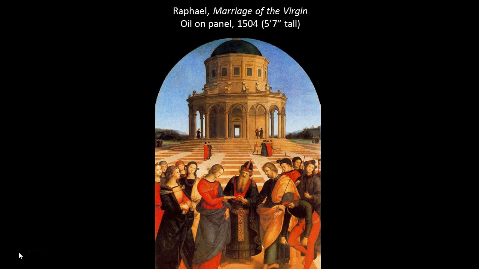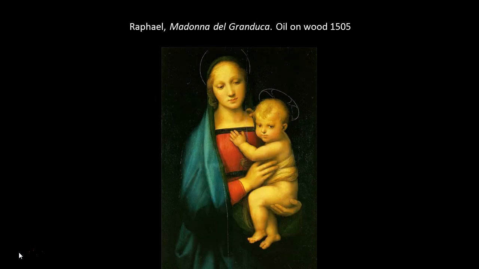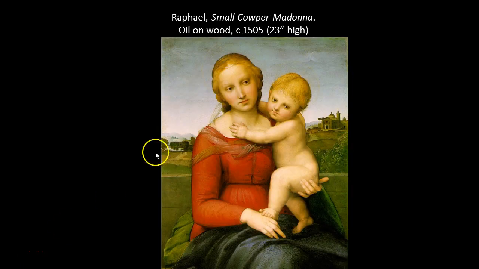Raphael came to Florence as a young and ambitious painter. At first, he became famous for his Madonna and child paintings. These paintings were sweet and pretty and also reflected Perugino's influence. However, the triangular format of the small Cowper Madonna and other works demonstrate the influence of Leonardo.